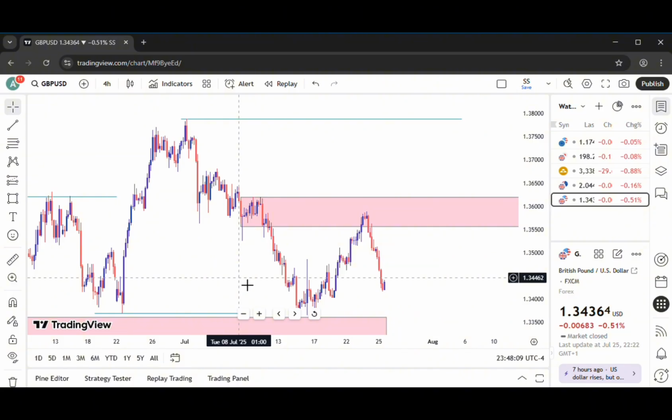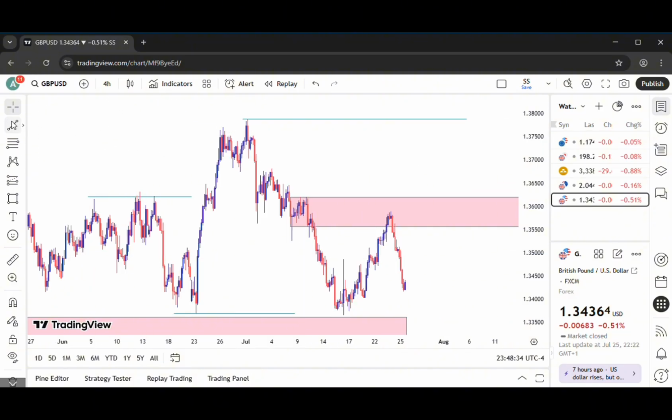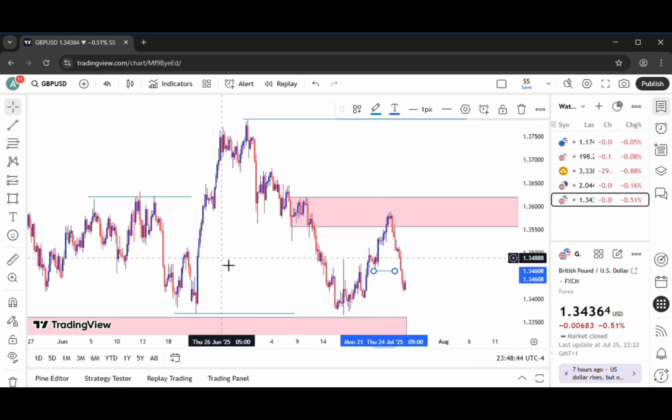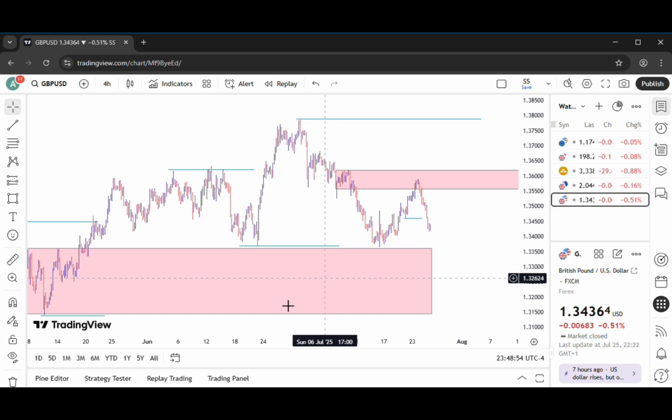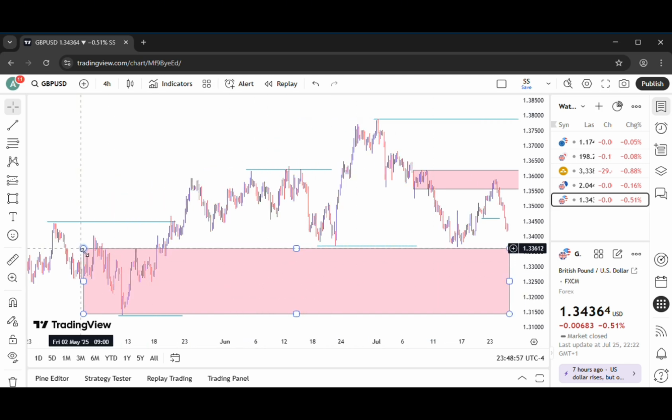So I'm saying that price has broken this significant low highlighted here, and now I'm expecting price to print bearish for the time being. So I'm refining the zones here.